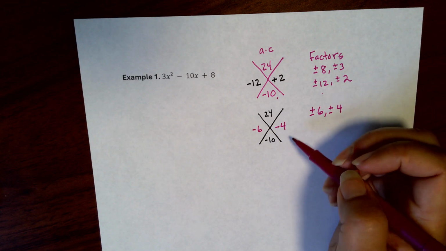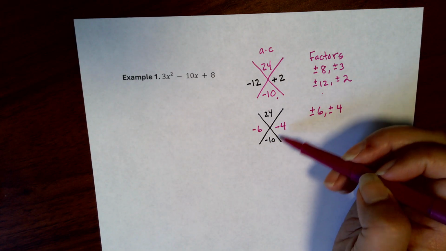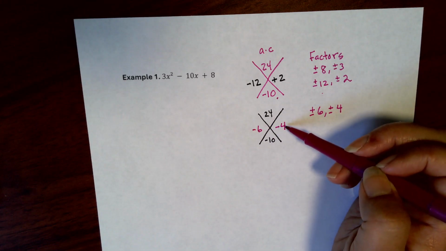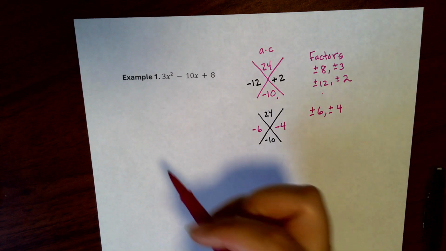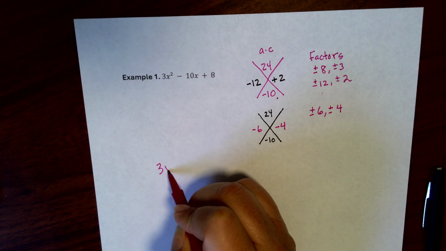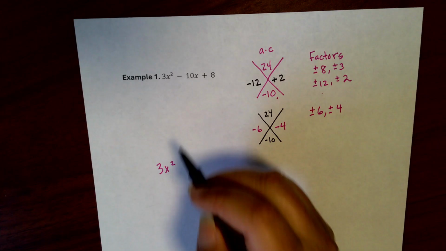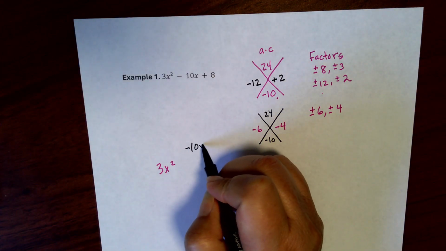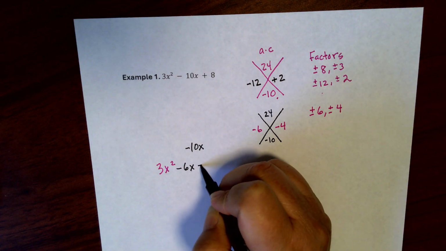Now you should always check. That's why I knew I had the wrong numbers. Negative 6 plus negative 4 is negative 10. Negative 6 times negative 4 is positive 24. Okay, so this is kind of the part that you have to slow down on, because we have a negative 10x up here, but we're not going to write it as 10x. We're going to write it as negative 6x minus 4x.